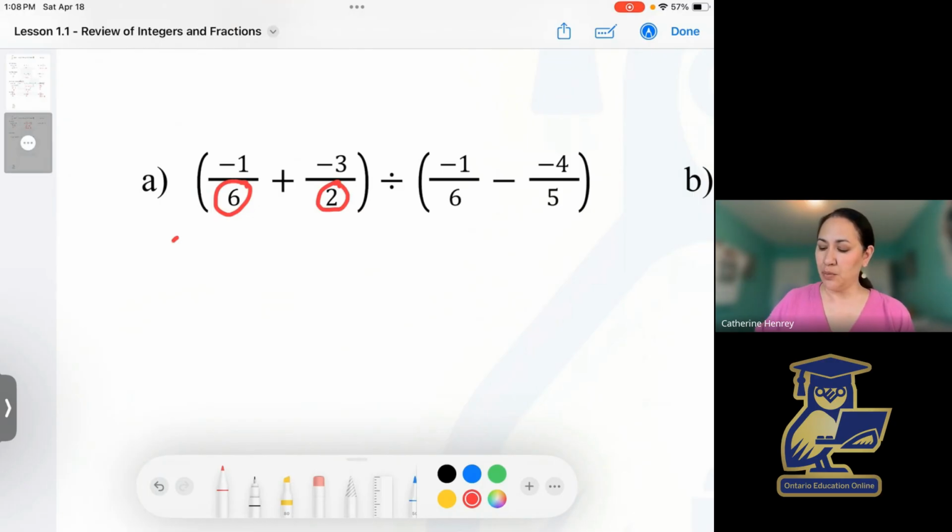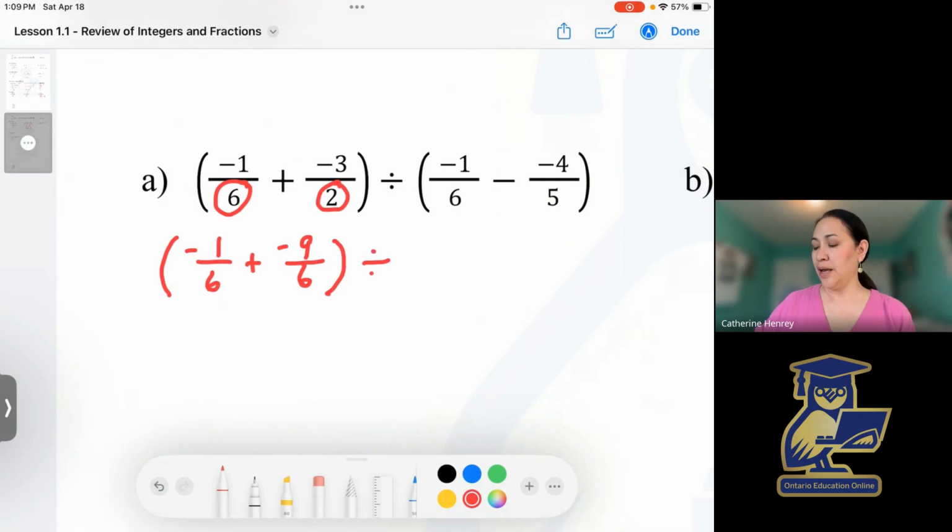So I'm going to keep my brackets, and I don't have to change this first fraction because it already has a denominator of 6, but I do have to change the second fraction. To get a denominator of 6, I have to multiply by 3, which means I have to multiply the top by 3, and I'll get negative 9.